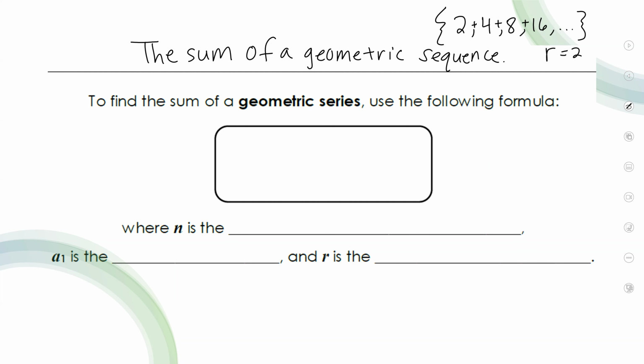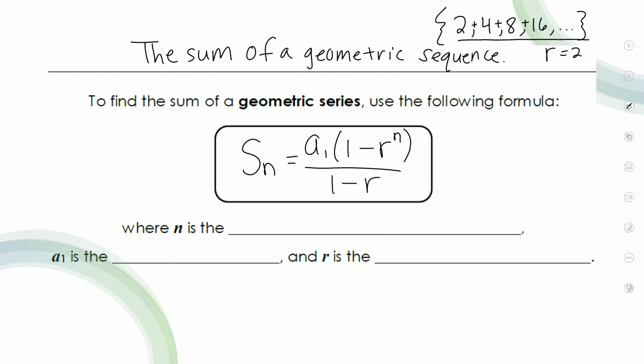Okay? So instead of having to add all these numbers together, I'm going to give you a quick formula. The quick formula to figure out the geometric series is a1 times (1 minus r to the power of n) over 1 minus r, where n represents the number of terms. Yes, a1 is the first term.